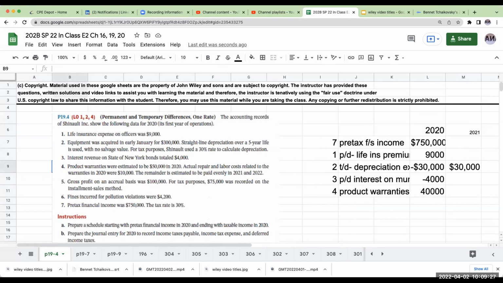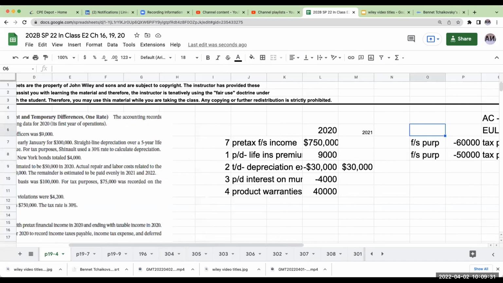It tells me over here that the remainder is expected to be paid evenly between 2021 and 2022. Because I'm paying money on these warranties in the future, I'm going to be able to deduct that in the future. So this will be giving me a deferred tax asset.